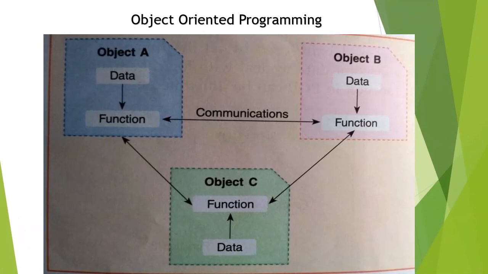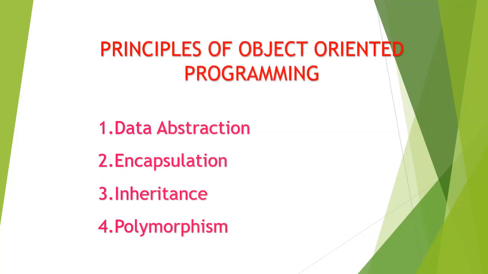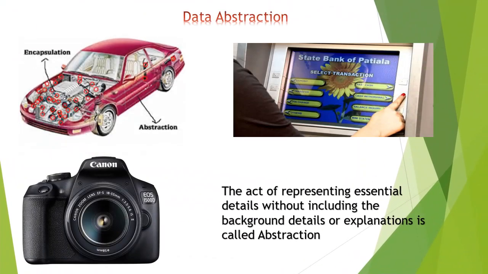Next one is object-oriented programming. Principles of object-oriented programming. First principle is data abstraction. Second one is encapsulation. Third one is inheritance. Fourth one is polymorphism. We will see in detail one by one what is data abstraction. The act of representing essential details without including the background details or explanations is called as data abstraction.